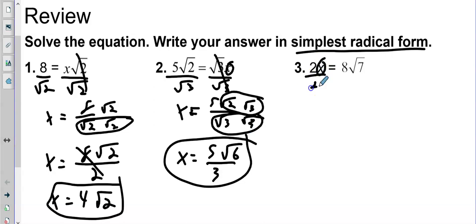And you get x by itself. Here we're just simply dividing by 2. That's easy enough. That cancels. And here that cancels, leaving us 4 radical 7, and we're already finished.